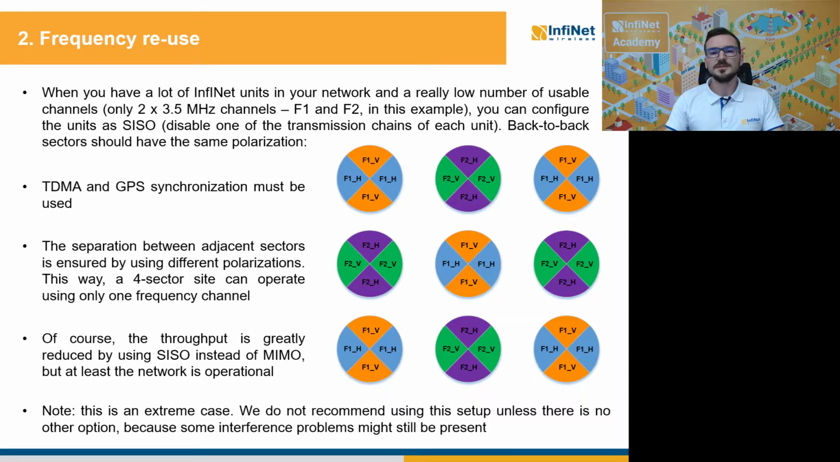To reduce the interference, you can configure the units as SISO by disabling one of the transmission chains of each unit. The adjacent sectors should have different polarizations, while the back-to-back sectors will have the same polarization. This way you can spare one frequency channel and use it on the neighbor sites to reduce the overall interference levels. Obviously, TDMA and GPS synchronization must be used in this case. The separation between adjacent sectors is ensured by using the different polarizations, and of course the throughput will be much lower if you use SISO instead of MIMO, but at least the network will be operational.